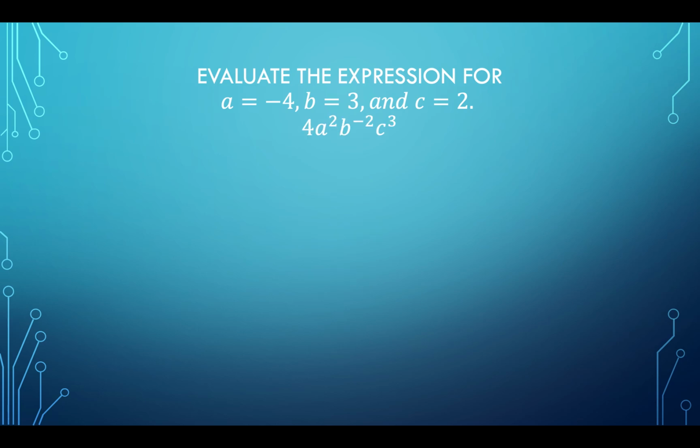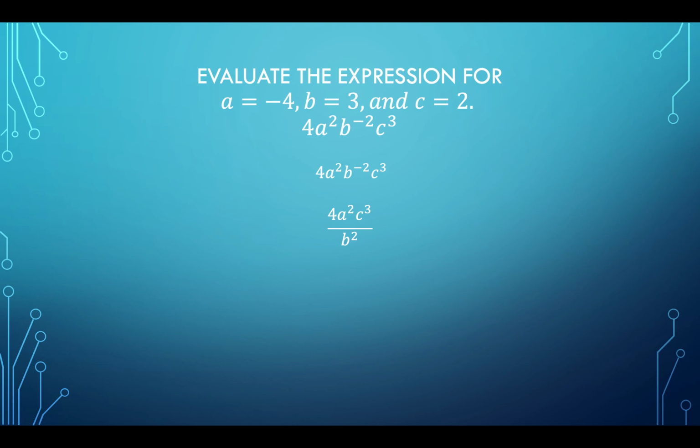So same thing. Let's evaluate the expression for a is equal to -4, b is equal to 3, and c is equal to 2. I give you 4 a squared, b to the -2, c cubed. I just rewrote the problem. Remember, when we do this, we don't like to have negative exponents.